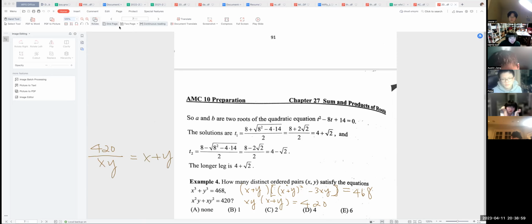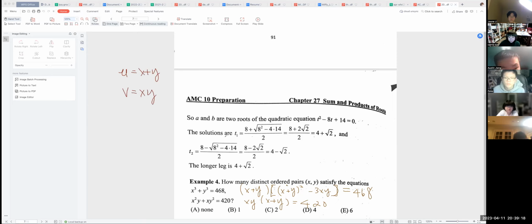But some students think, okay, I don't want to see so many x's and y's. Now, because Austin is learning AP right now, he knows that in a case like this, we usually let u equal x plus y and v equal xy.